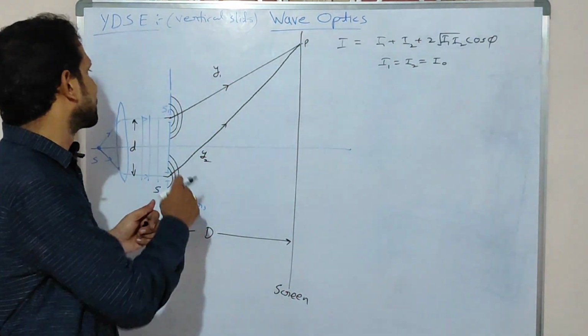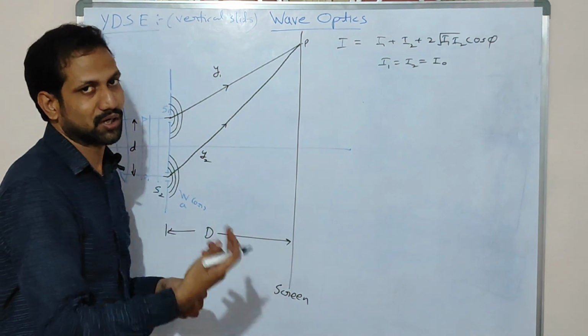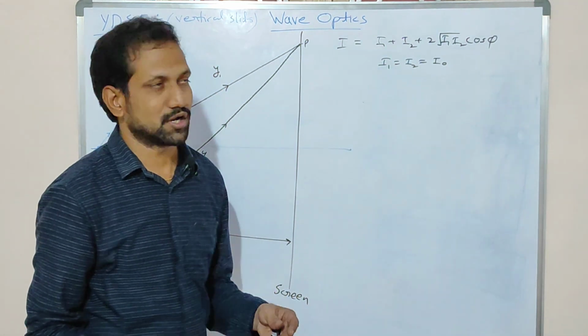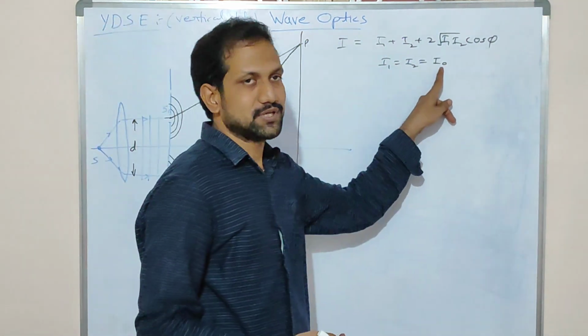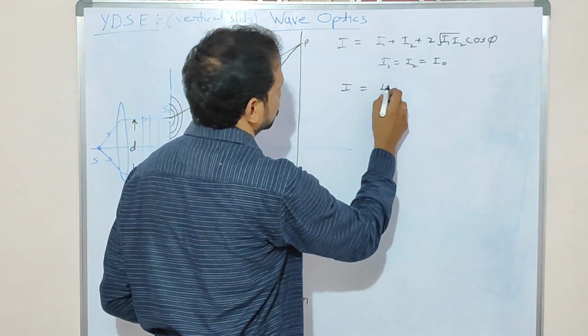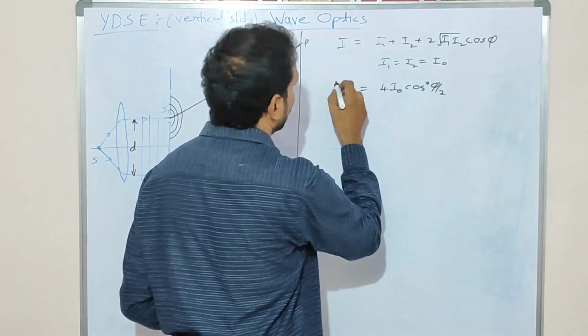Remember, if the slit width is equal, then the amplitudes of y1 and y2 are equal. If the amplitudes are equal, then the intensities I1 and I2 are also equal. Let the intensity be I0. Then if I substitute there, I will get the formula I equals 4 I0 cos square phi by 2. How am I getting this?